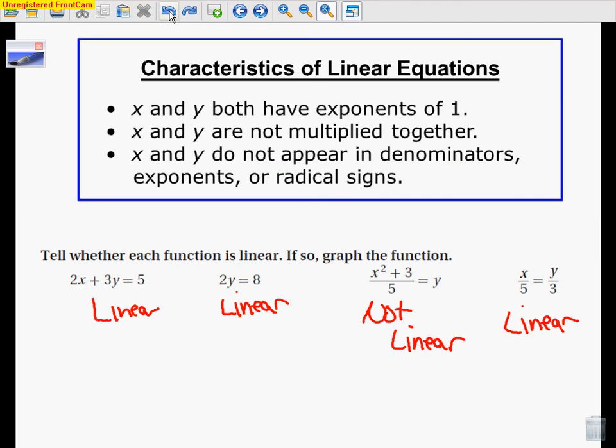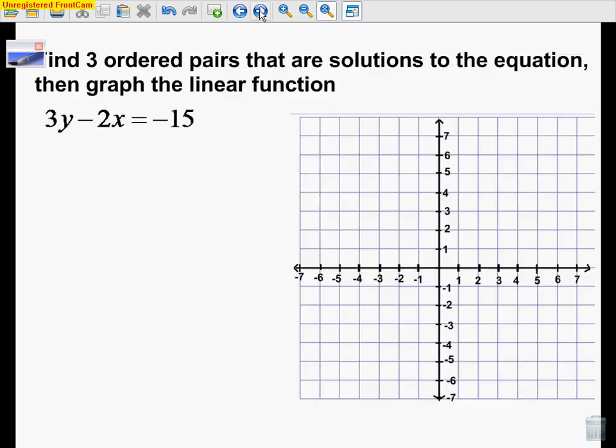Okay. Now, it also said graph the linear ones. We're not going to do that on this video because we've actually done that before. So if you need help with the graphs, just let me know. All you're really going to do when you're graphing a function is you're going to make a table of values, solve for y, and we'll go from there. In fact, let's go ahead and do one that we graph. It would look like this. Find 3 ordered pairs that are solutions to the equation, then graph the linear function.